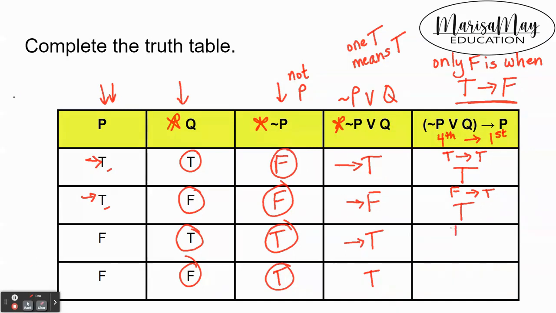True implies false. That was the one we were looking for, right? So that gives me a false. And then I have true implies false. And that's a false.